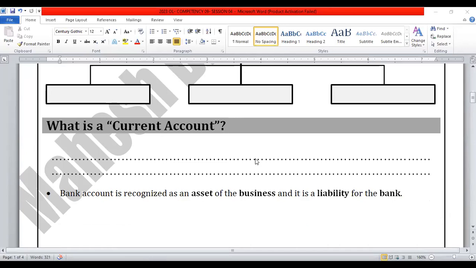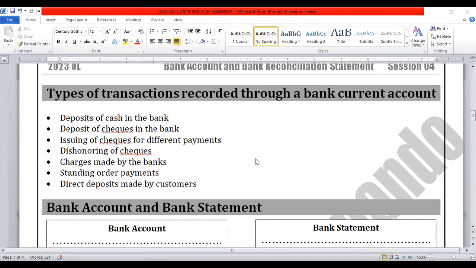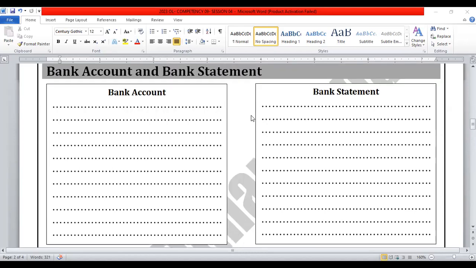So I'm summarizing today's session now. These are the transactions that can be recorded through a bank current account: cash deposits, check deposits, issued check payments, dishonored checks, charges made by the bank, standing order payments, and direct deposits. Then I defined the bank account and the bank statement. The bank account is a record updated by the business to record the transactions with the bank, and the bank statement is updated by the bank.